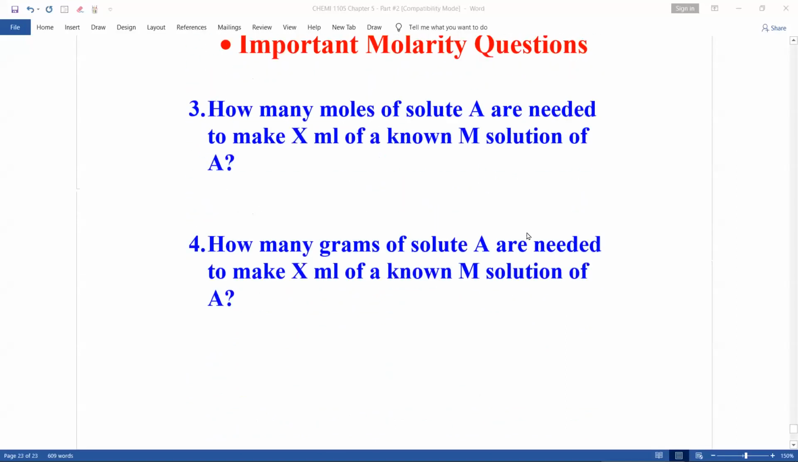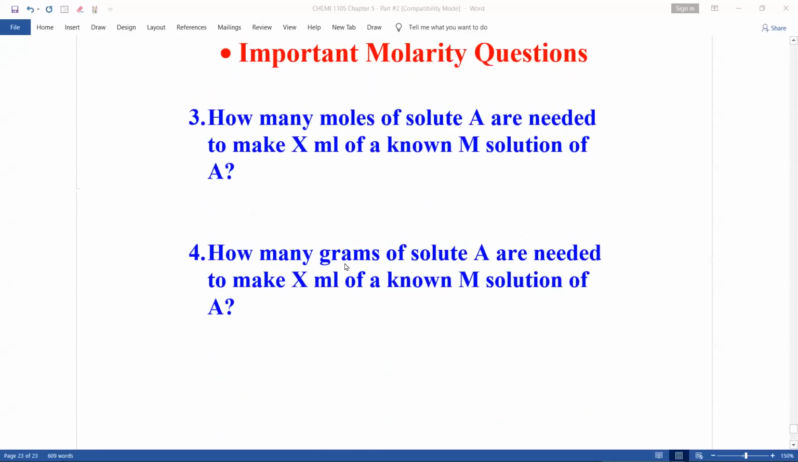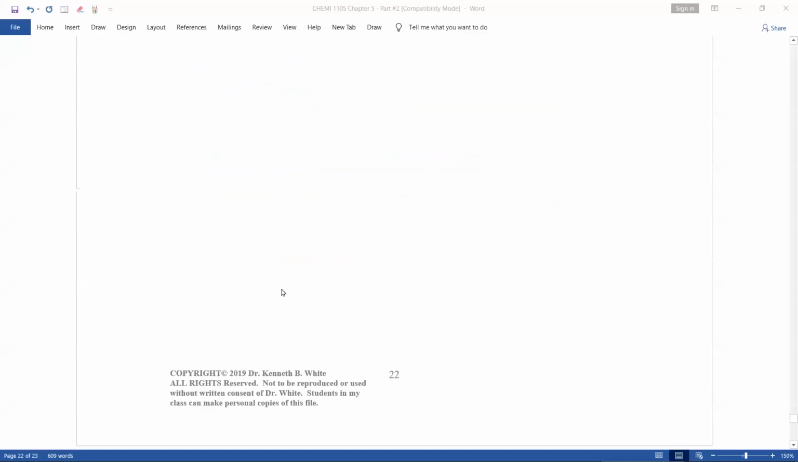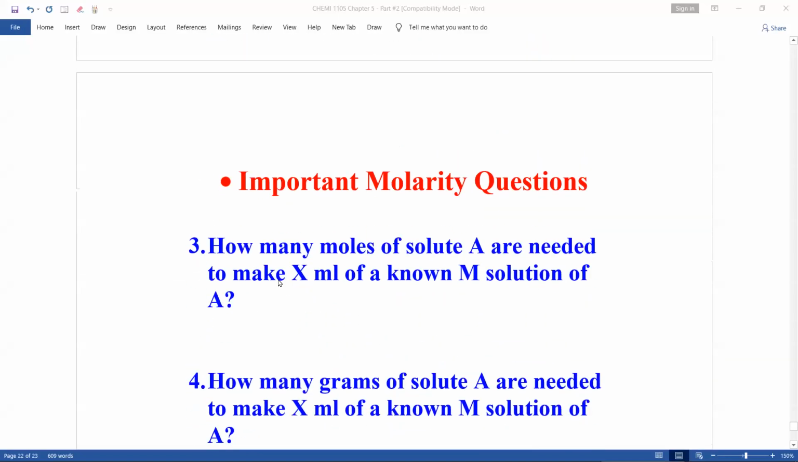And that's really question 4 here, which is the most important: how many grams of solute A are needed to make X milliliters of a known molar solution of A? And that's what we just did. Hint, you should know how to do that. The other two I put down there, but 1 and 2 we did, 3 is rare.